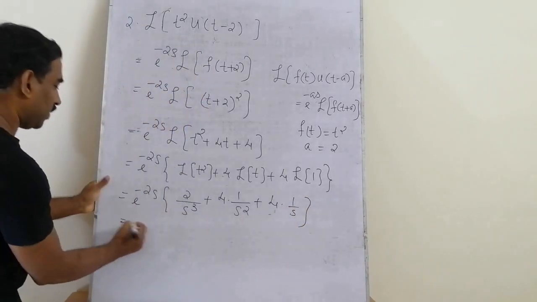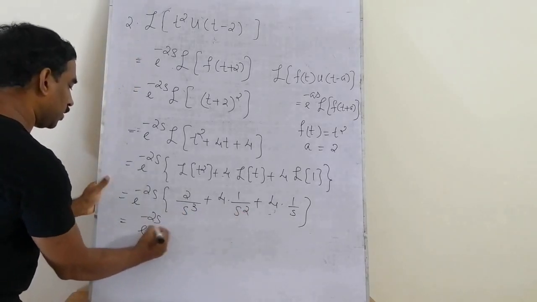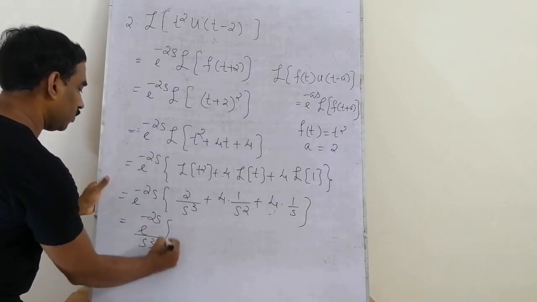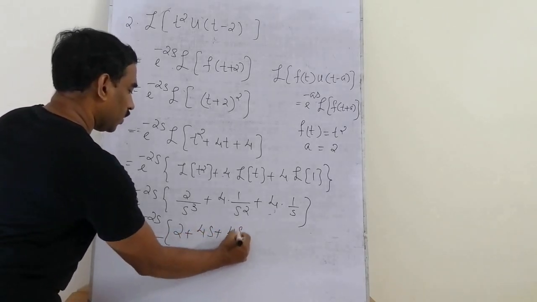And we can simplify this expression by taking LCM as s cube. So this is equal to e raised to minus 2s divided by s cube into 2 plus 4s plus 4s square.